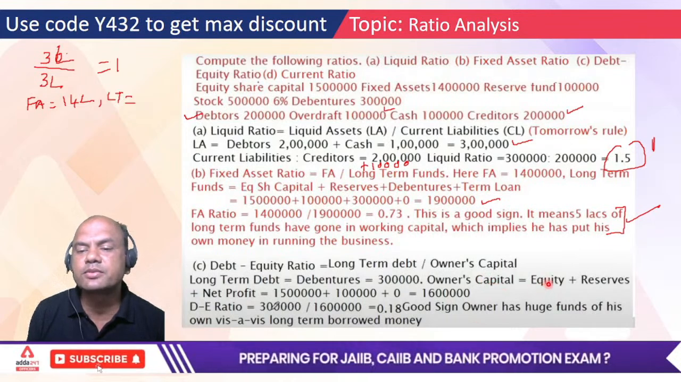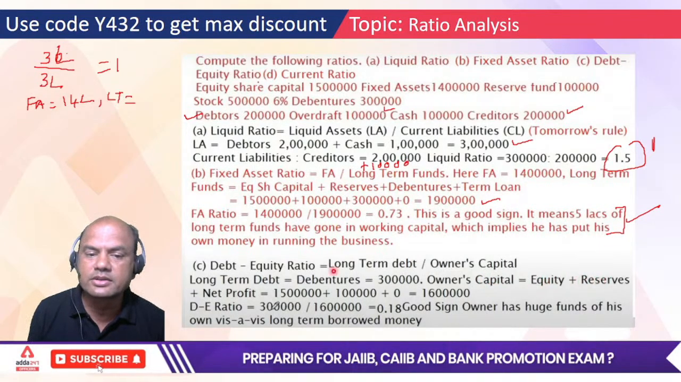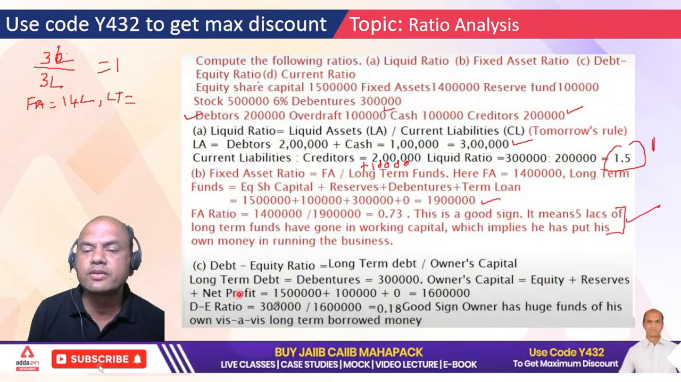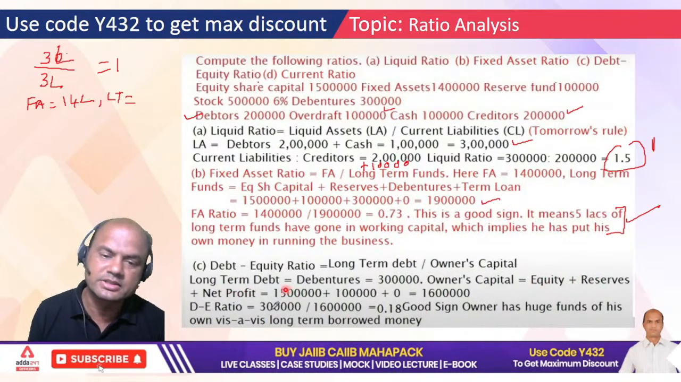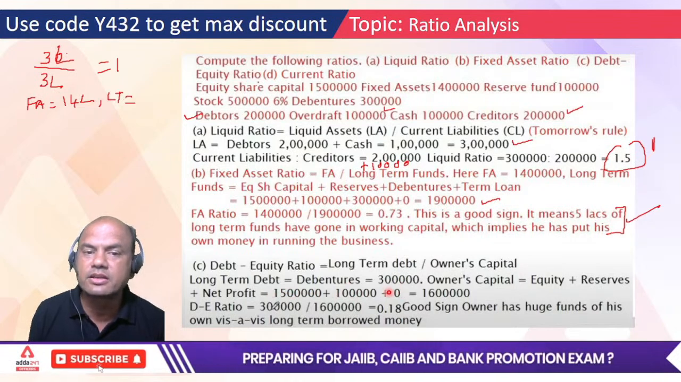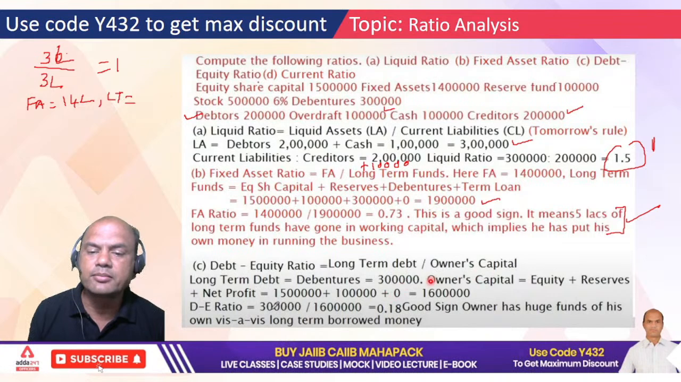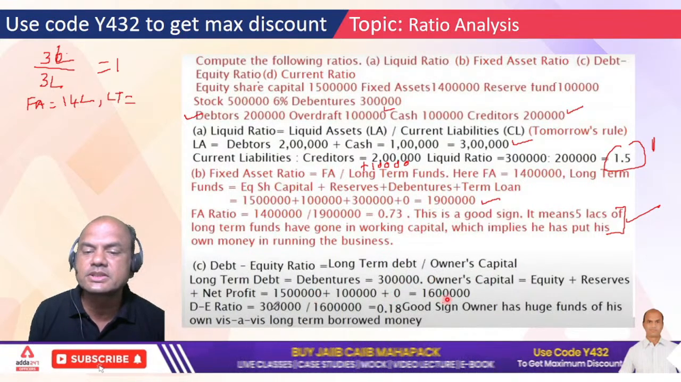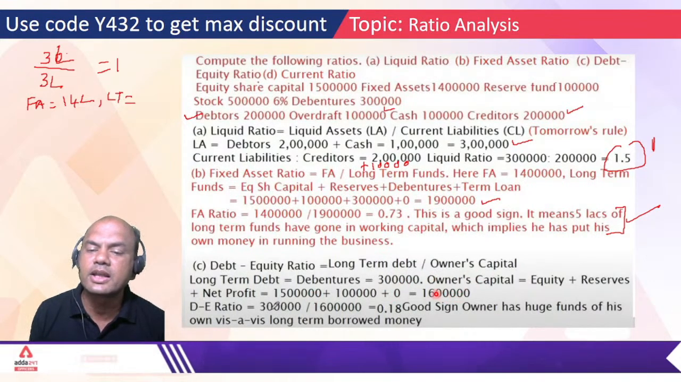Owner's capital consists of 3 parts: equity, reserves, and net profit. So what all is given? Equity is given 15 lakhs. Reserves given 1 lakh. Net profit is not given, so we'll take it as 0. So add them. What do we get? 15 plus 1, 16 lakhs. So owner's capital I got as 16 lakhs.